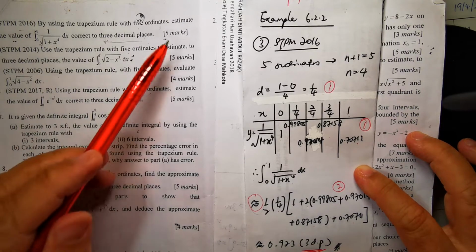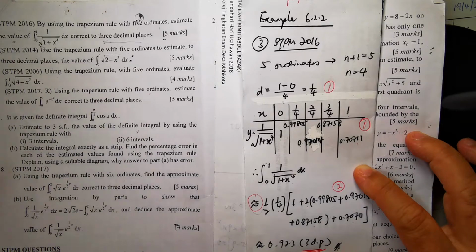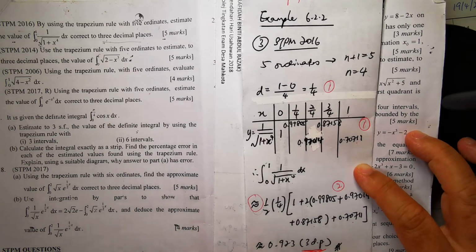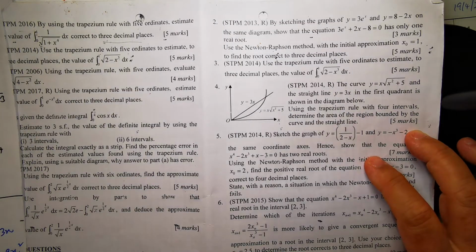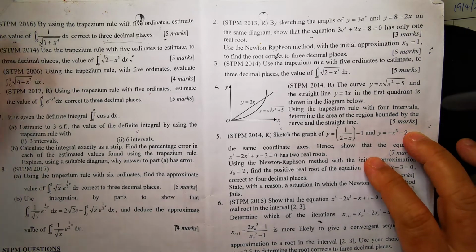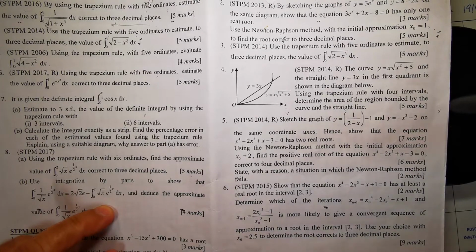Okay, you see that from the past year questions, it's more or less the same. 5 marks, 5 marks, 4 marks, 5 marks. You see here another one, 5 marks. Alright? Okay. Next, I'm going to discuss STPM 2017. Okay, this one. This question.